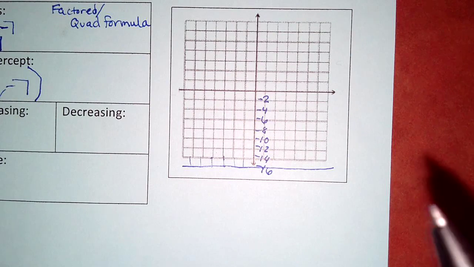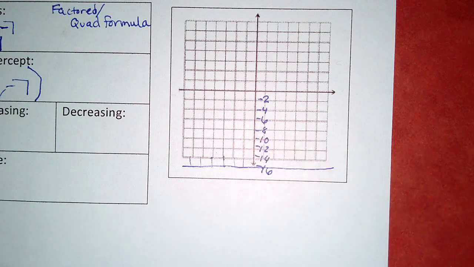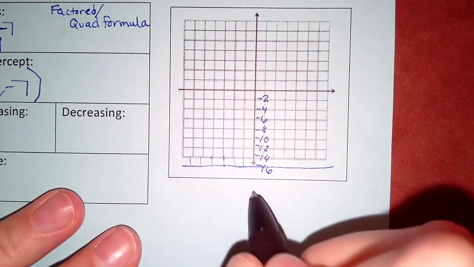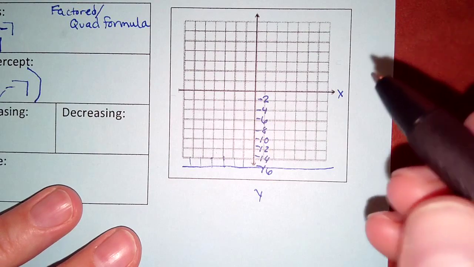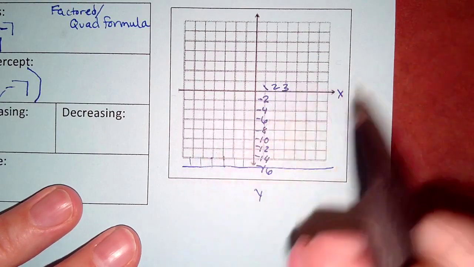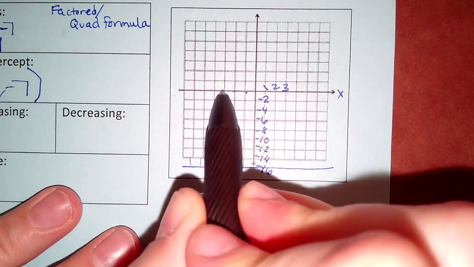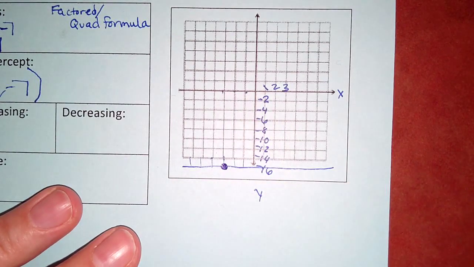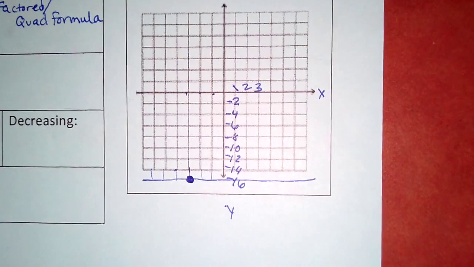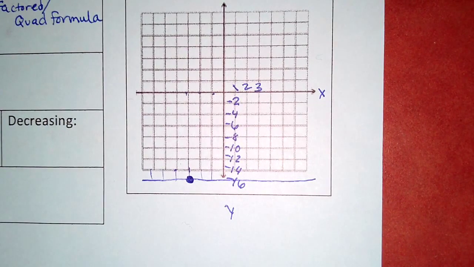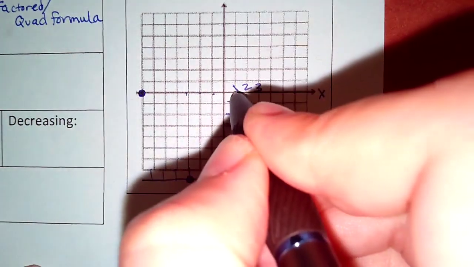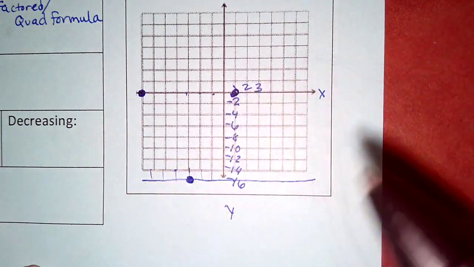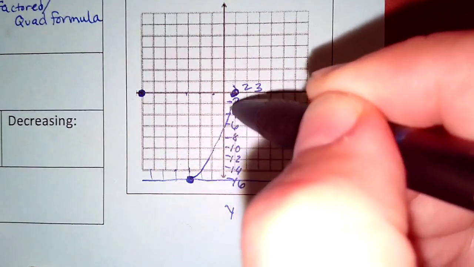Just because I went up by 2's on my y, do I have to go up by 2's on my x? No, they can have different scales. So my x is still going to be increasing by 1's. I need to go left 3, down 16, there. That's my vertex. My x-intercepts are -7, so left 7 is here, and +1 here. And let's connect them. Don't make it a V shape, make it a U shape.